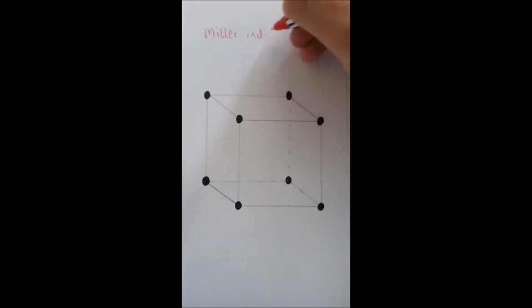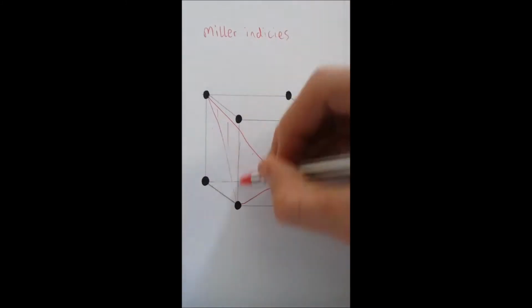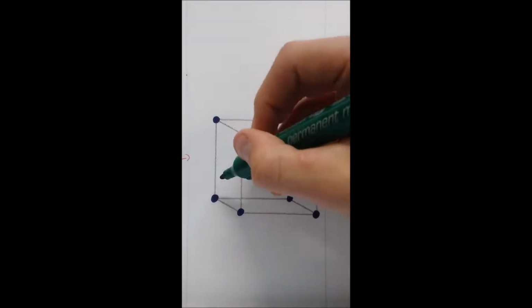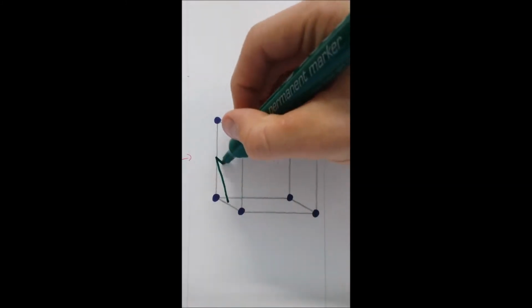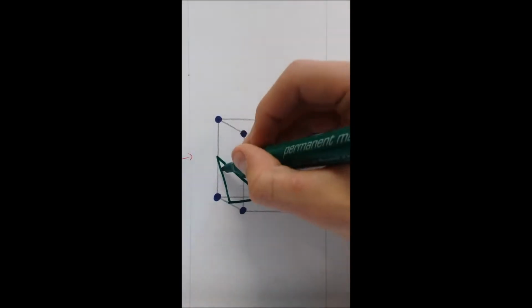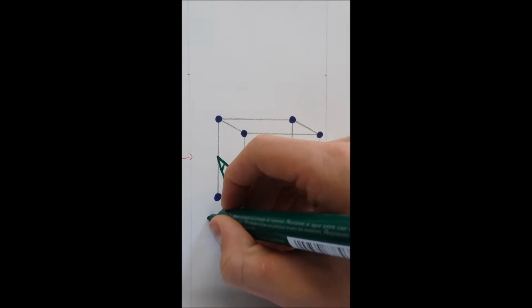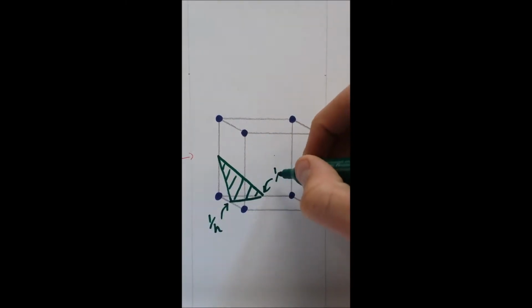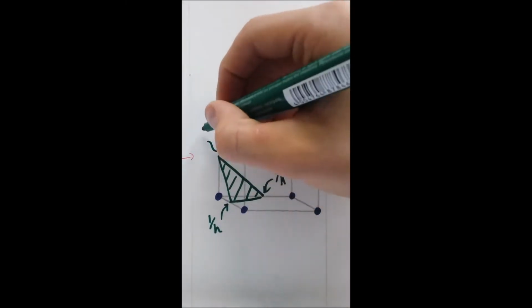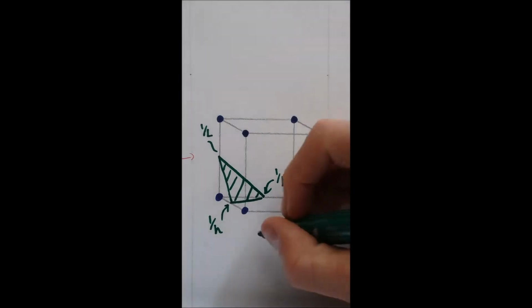Miller indices are used to describe a plane intersecting a unit cell. They are always described by whole integers and can never be fractions, so you must multiply through to ensure you have whole numbers. As shown here, the plane intersects the x-axis at 1 over h, the y-axis at 1 over k, and the z-axis at 1 over l.